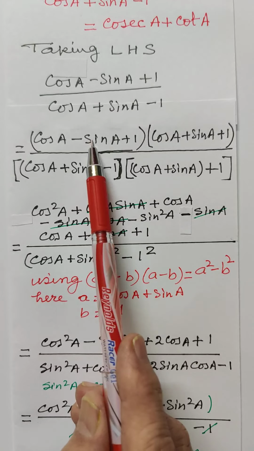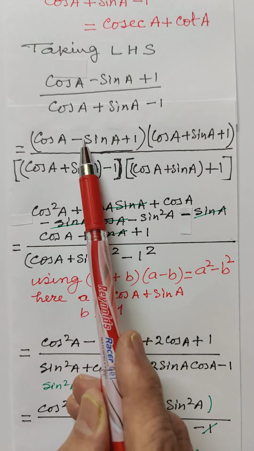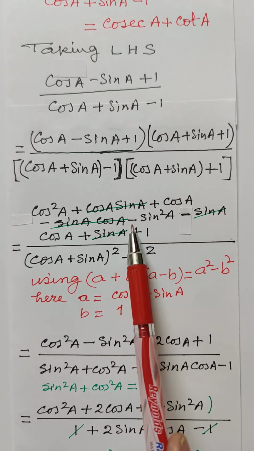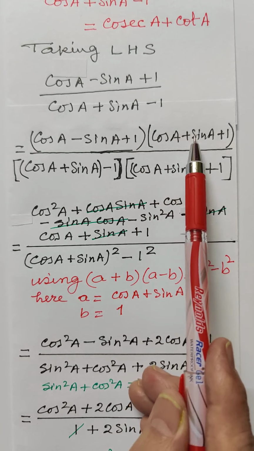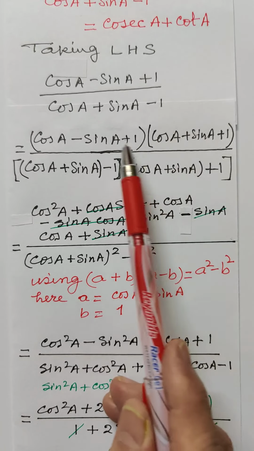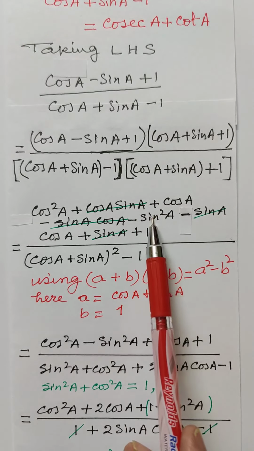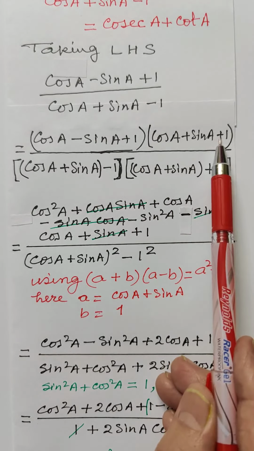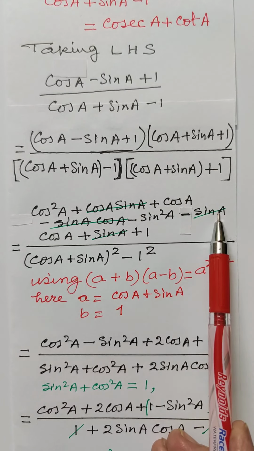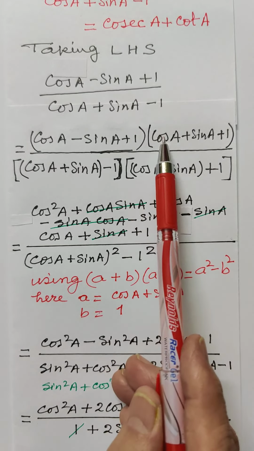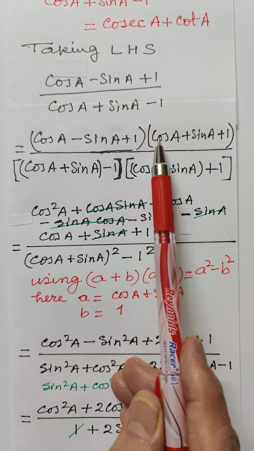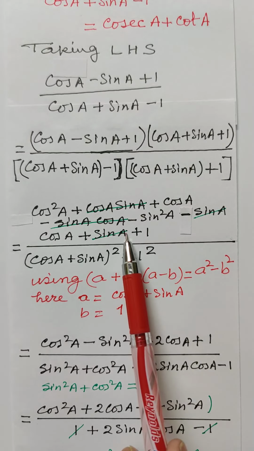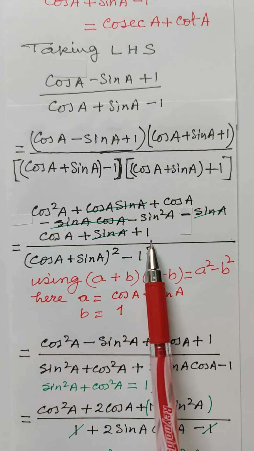Similarly, multiplying this whole with sin A, so minus sin A cos A, it will become minus sin A cos A, minus sin into plus sin A will become minus sin square A, minus sin A plus 1 is equal to minus sin A. Now multiplying this whole with 1, 1 into cos A is cos A, 1 into sin A is sin A, plus 1 into 1 is 1.